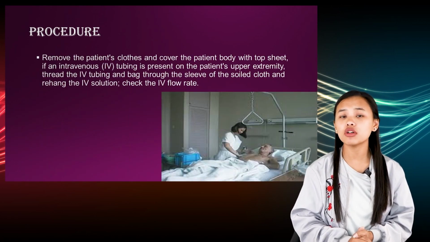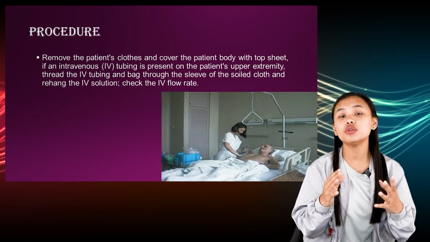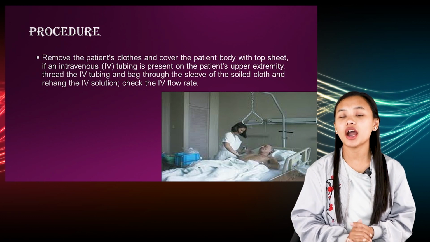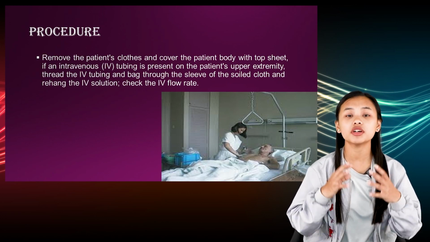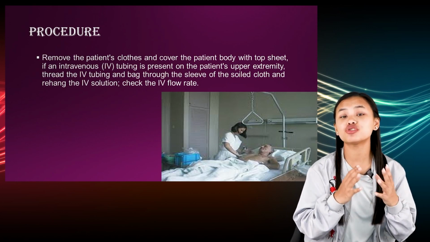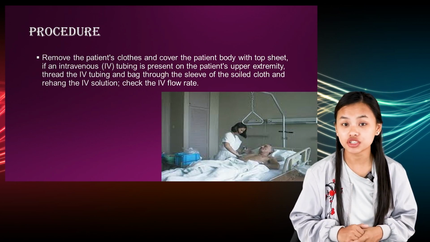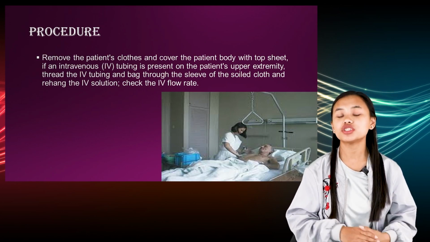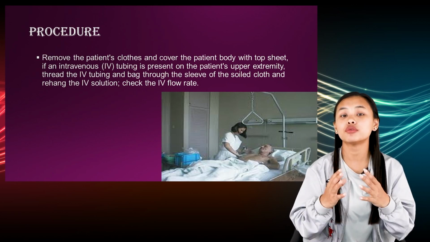You must remove all the patient's clothes and you can cover the body of the patient with the top sheet. If any IV tubing is present on the extremities of the patient, then you must also make sure that you thread the IV tubing and bag through the sleeve of the soiled cloth and rehang the IV solution. And while you are doing this, you also need to make sure that you check the IV flow rate.